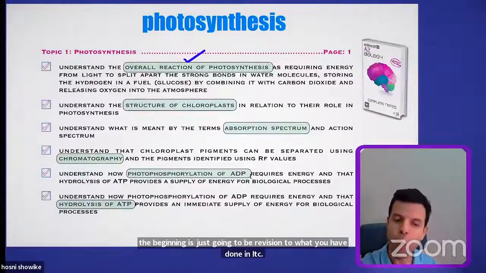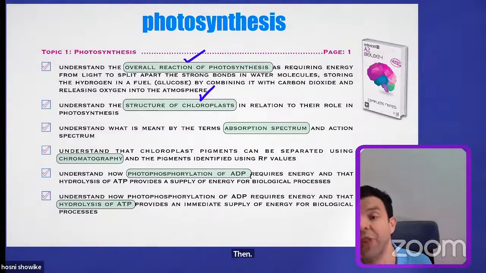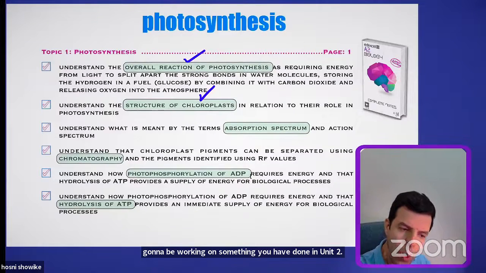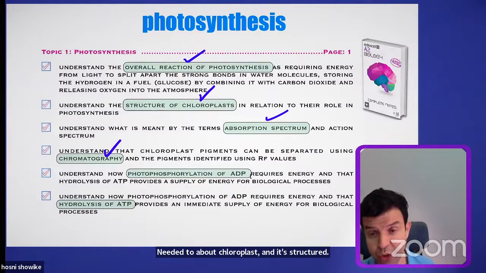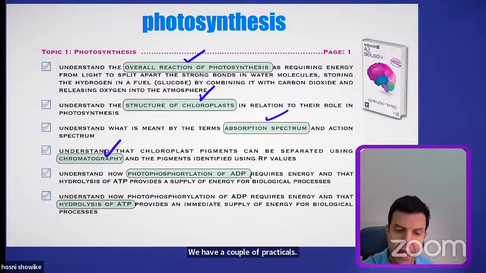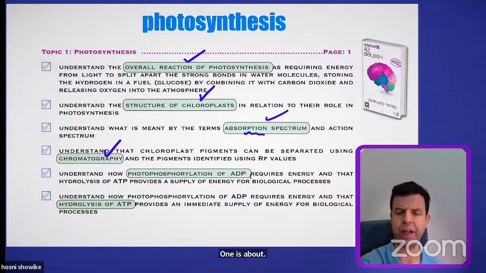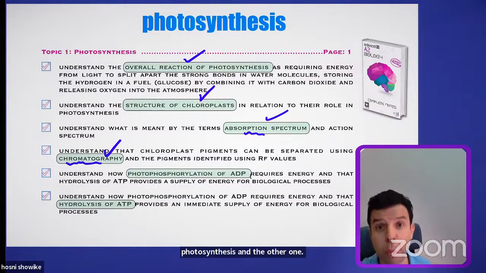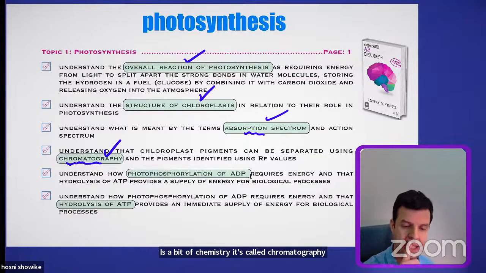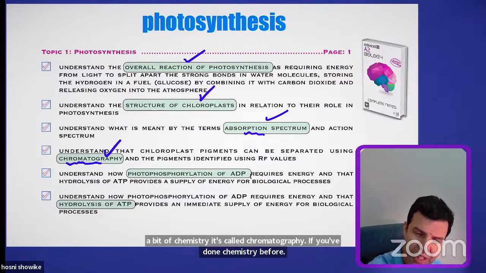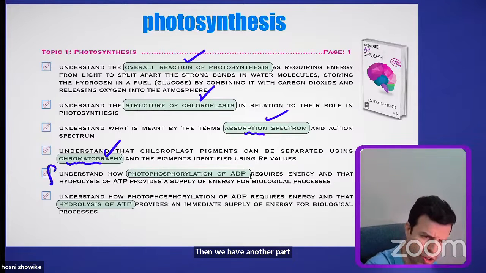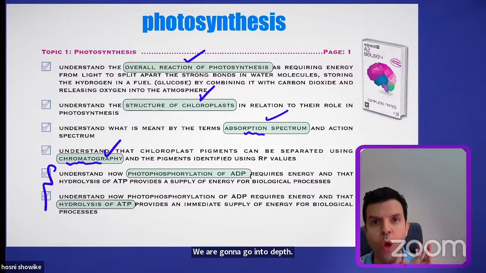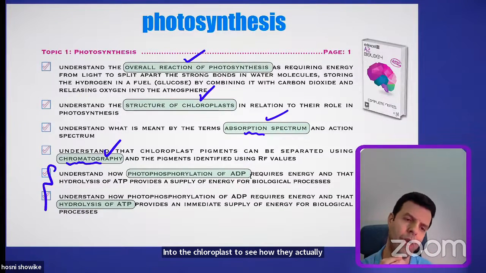Then we're going to be working on something you have done in Unit 2, about chloroplast and its structure. We have a couple of practicals. One is about photosynthesis, directly about the effect of light on photosynthesis. And the other one is a bit of chemistry. It's called chromatography, if you've done chemistry before. Then we have another part here where it gets a bit more challenging. We are going to go into depth into the chloroplast to see how they actually do photosynthesis.